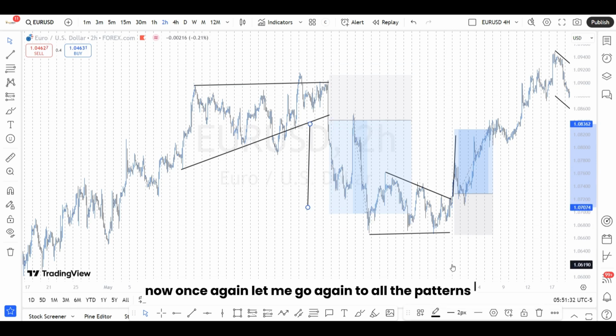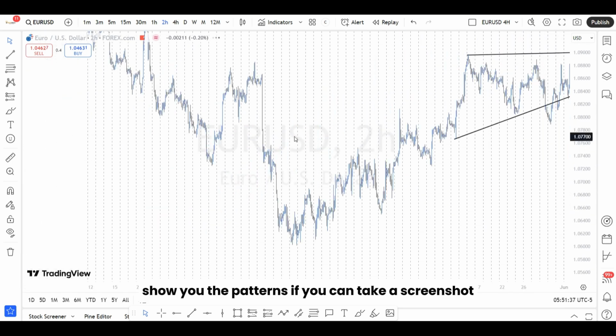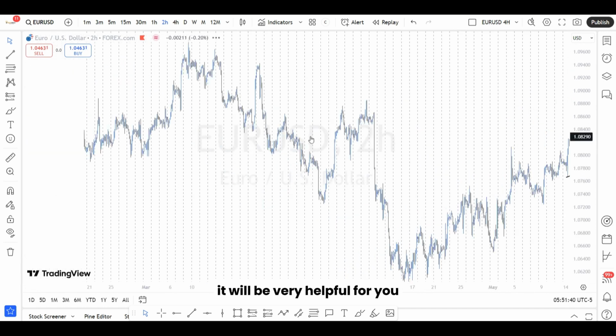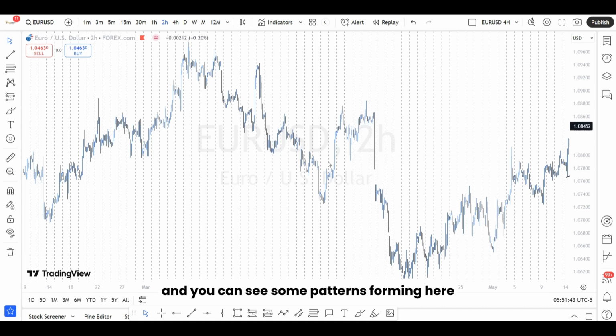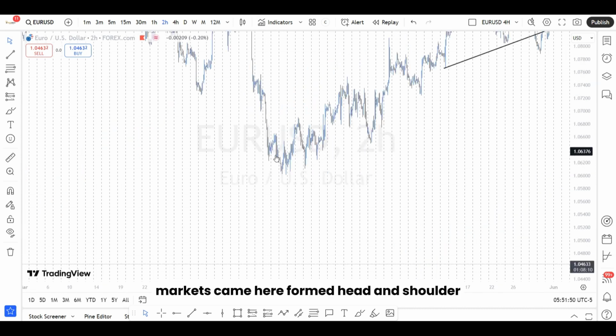Now once again, let me go again to all the patterns, show you the patterns. If you can take a screenshot to be able to remember them, it will be very helpful for you. And you can see some patterns forming here. Rising wedge. As the market broke out, the market went all the way down, the market came here, formed head and shoulder. Okay, see head and shoulder pattern here.